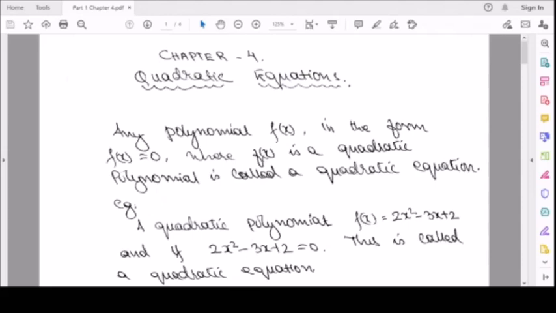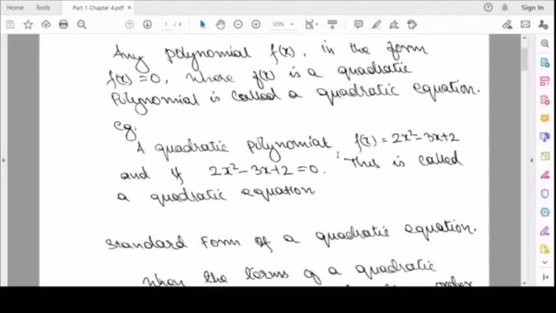Okay. Now, before we start with this chapter, let us first know something about a quadratic equation. What is a quadratic equation? A polynomial f(x), where f(x) equals 0, that polynomial will be called a quadratic equation.